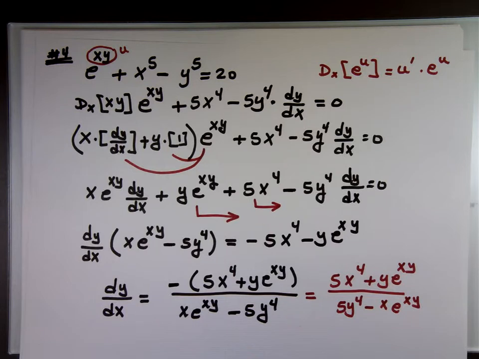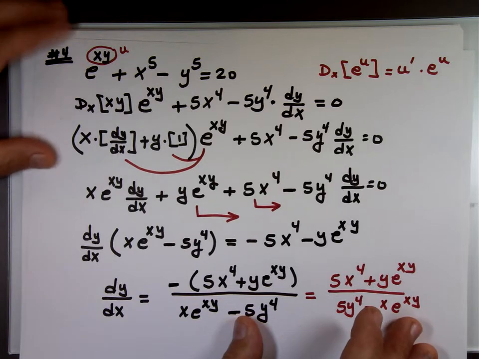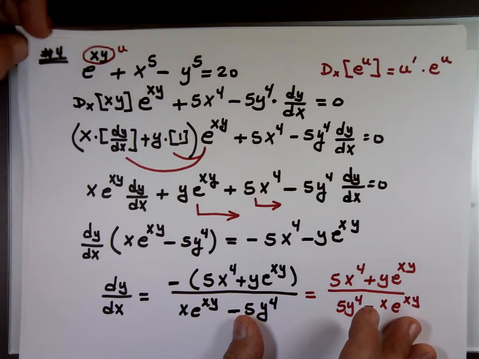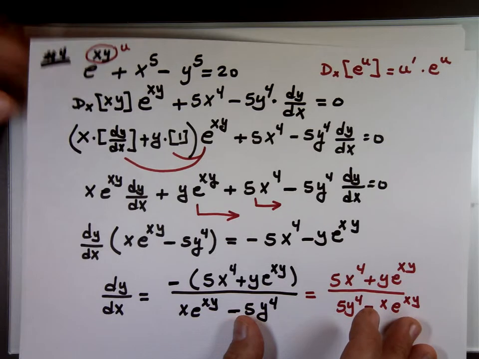I guess they like e to the u there. So the next one is number 7.